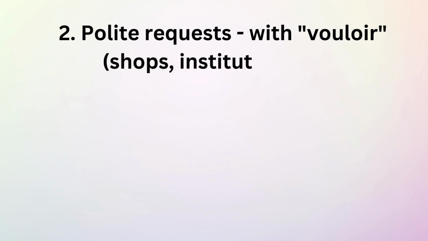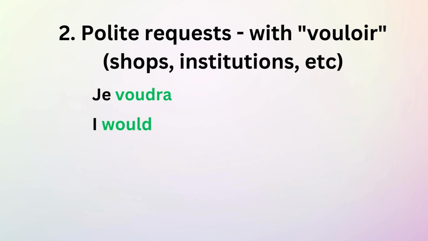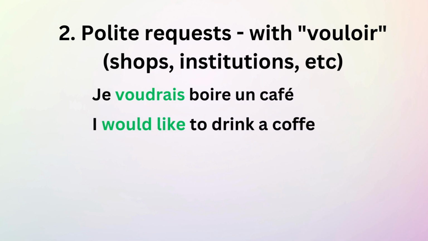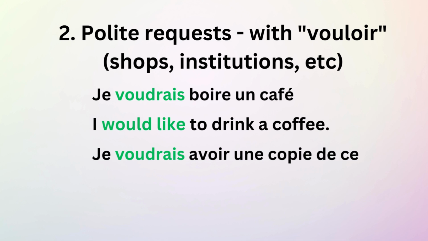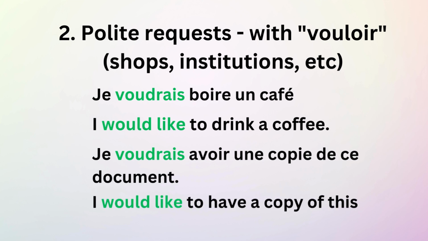We also use the conditional mode in order to express polite requests with vouloir, for example, and when we're talking about shops or institutions or places where you generally express your needs. For example, if you went into a coffee shop and you would want to order a coffee, you'd say it like this: je voudrais boire un café. Or, je voudrais avoir une copie de ce document in an institution. You might ask someone that they do a copy of a document for you.